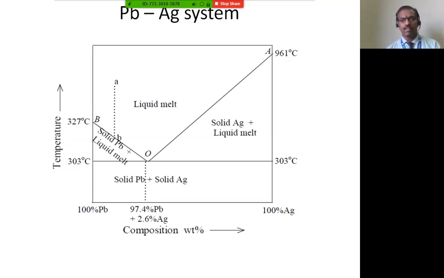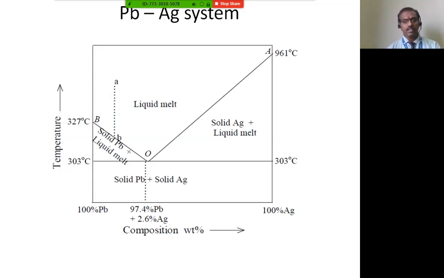The typical graph you have to draw, from the exam point of view. You have to tell that curve OA is called the freezing point curve of silver. It is in equilibrium with solid silver and the liquid melt. Point A is 961 degrees Celsius, which is nothing but the freezing point of 100% pure silver.